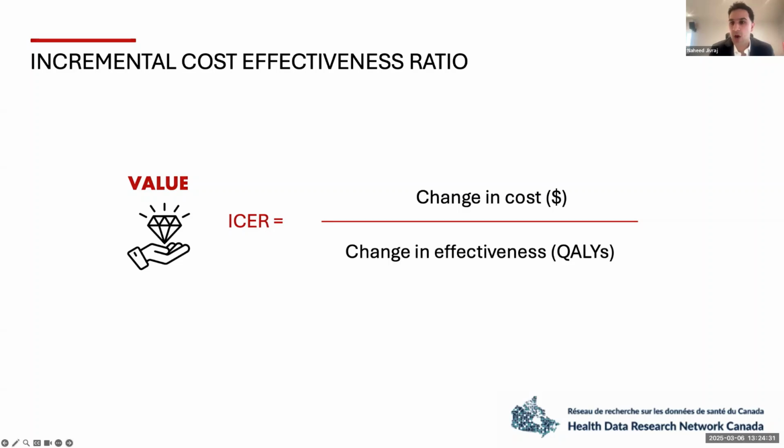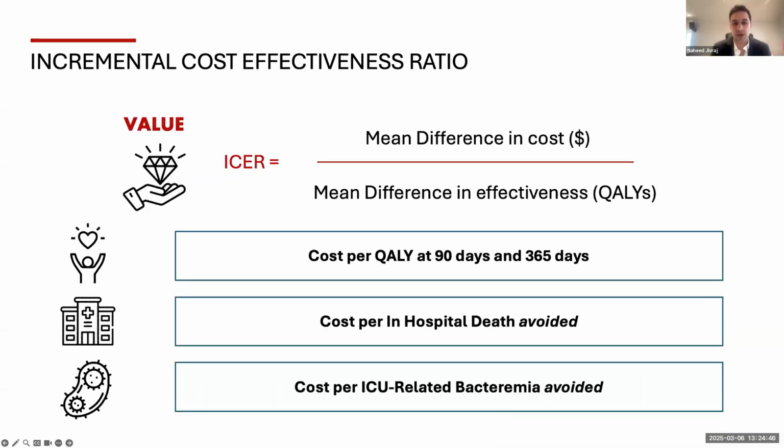So we'll take all the costs of all the patients in the intervention arm and average it. And we'll take all the costs in the control arm and average it and look at the delta. We'll do the same for effectiveness. And we'll do this for our primary outcomes, cost per QALY at 90 days and at 365 days, as well as per in-hospital death avoided and per ICU bacteremia avoided.